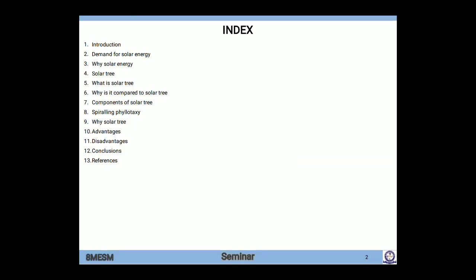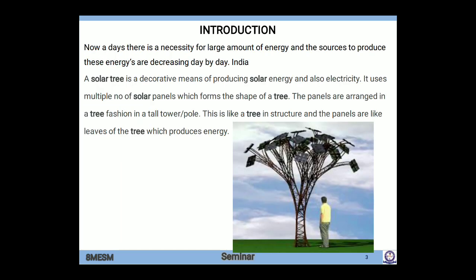In this topic, I have to explain some basic topics: an introduction, some basic introduction about the solar tree, and demands for solar energy. How much energy is required will be explained in the demands of solar energy. Why solar energy is important will be explained. What is solar tree? Why is it compared to a tree? Components of solar tree. Why solar tree is better than other components? Advantages, disadvantages, conclusion, and the references.